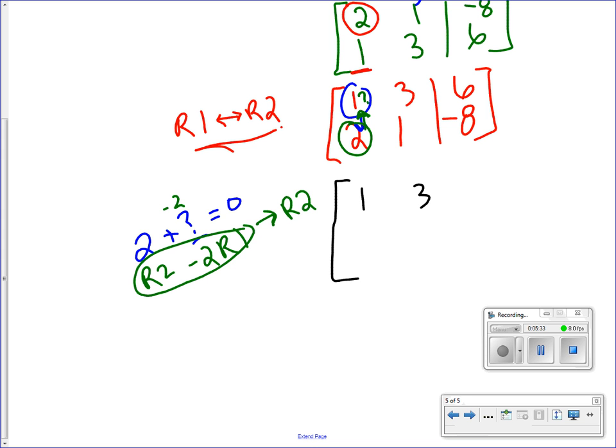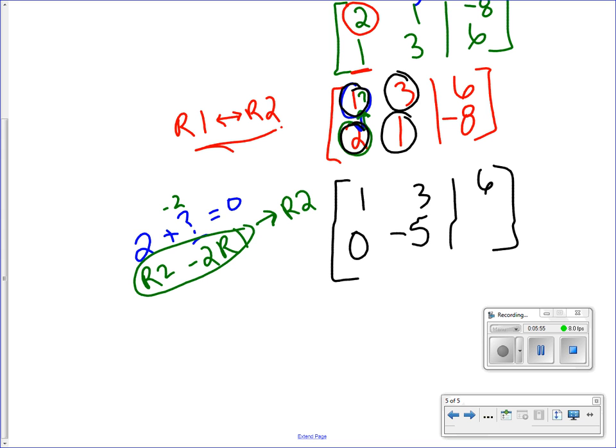So the first row is not changing. And I'm going to complete this operation, row 2 minus 2r1. And I'm going to complete it for every column. So here I have 2 minus 2 1s is 0. 1 minus 2 3s is negative 5. And negative 8 minus 2 6s, if you want to work that out, that's going to be negative 20.